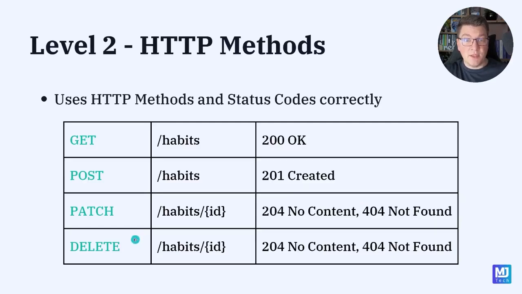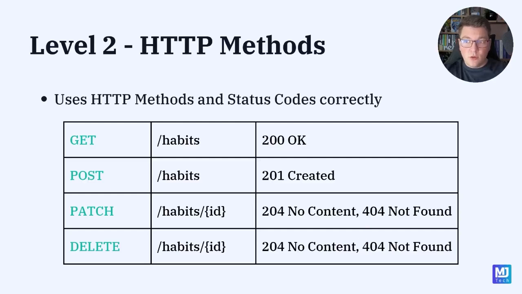Lastly, we have the DELETE HTTP method, which we send to this URI, and the intent is to delete the resource from the collection. The response can again be 204 No Content in case of a successful request, or 404 Not Found if we aren't able to locate the resource.